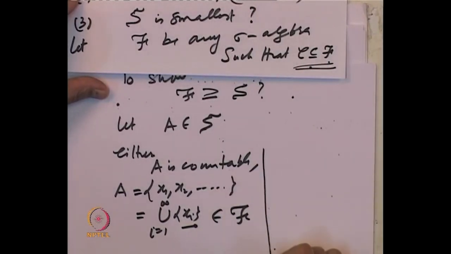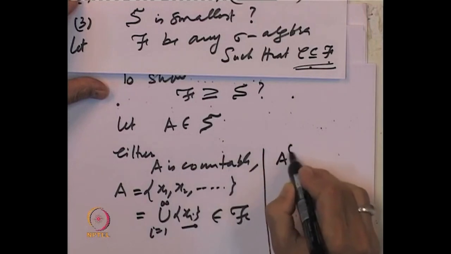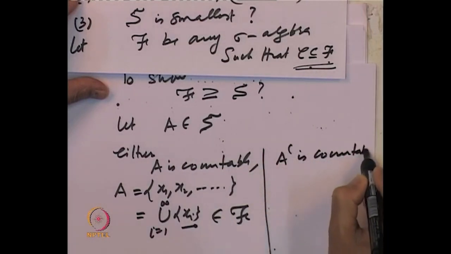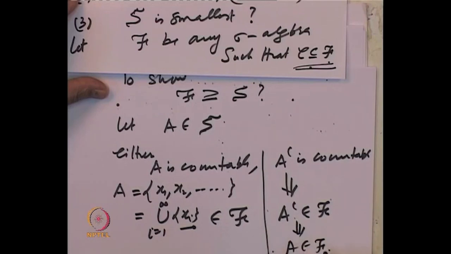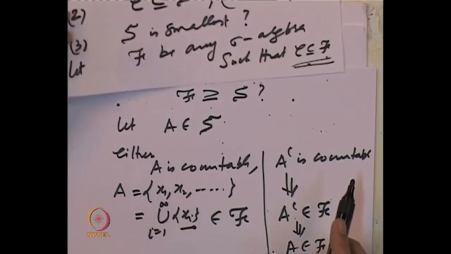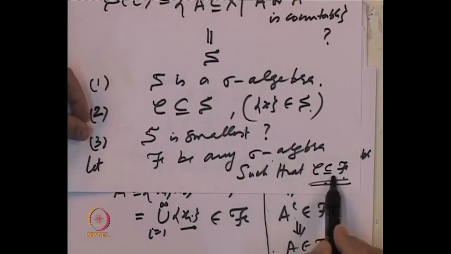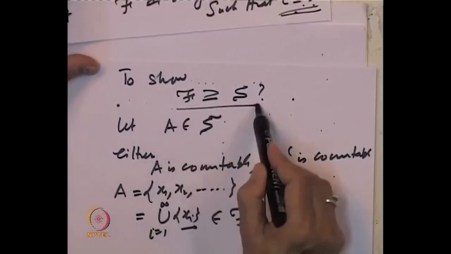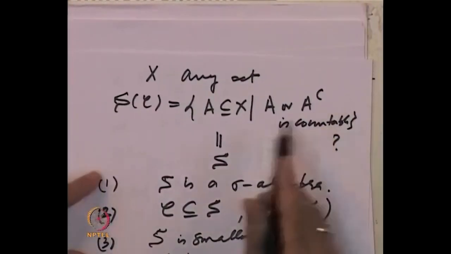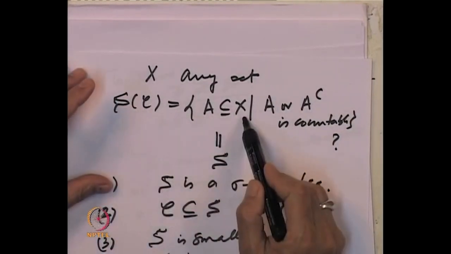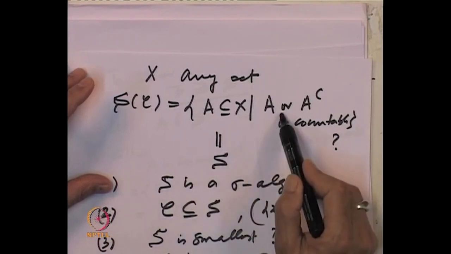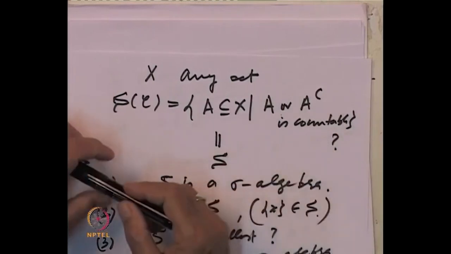If not, what is the second possibility? That A complement is countable. Then, by the same argument, A complement belongs to F, and F is a sigma algebra, so this implies that A belongs to F. So, in either case, we have shown that if F is any sigma algebra which includes C, then F must include S. That proves that S of C, the sigma algebra generated by the singletons, is nothing but all those sets such that either the set is countable or its complement is countable.